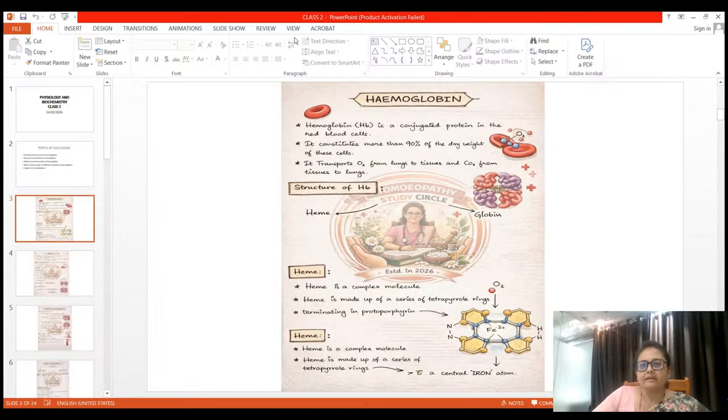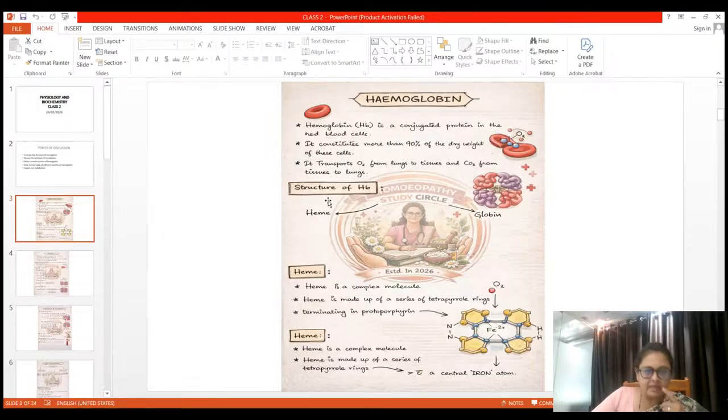So, hemoglobin. Hemoglobin is a conjugated protein in the red cells. It constitutes more than 90% of dry weight of these cells. It transports oxygen from lungs to tissues and carbon dioxide from tissues to lungs.